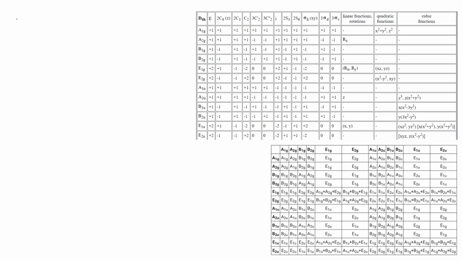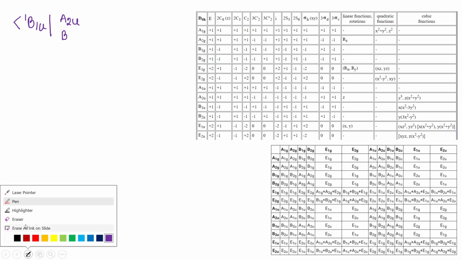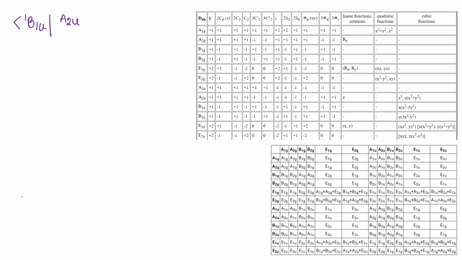So in one case you have singlet B1u, A2u, or E2u, E1u. This is for your 1A1g to 1B1u.